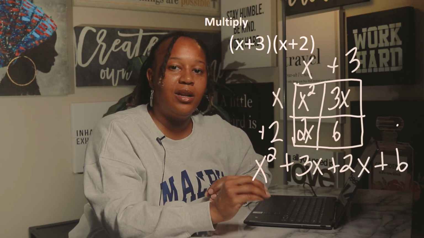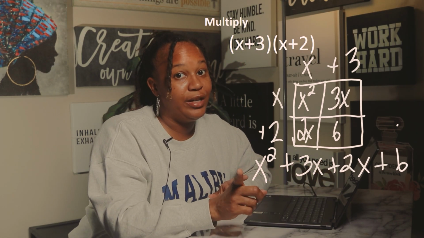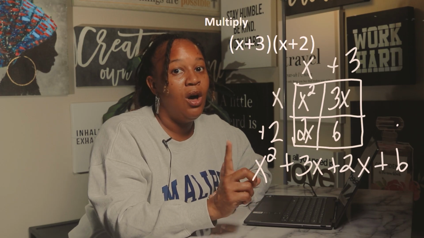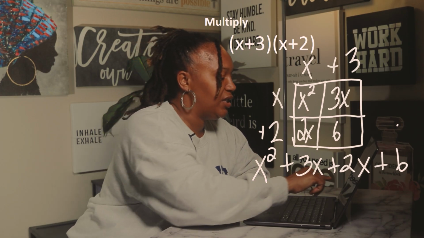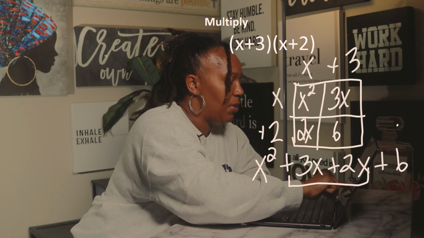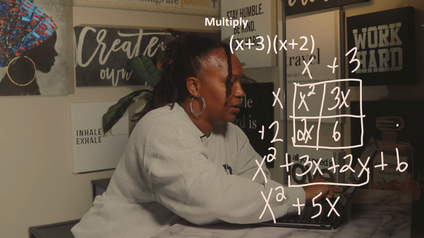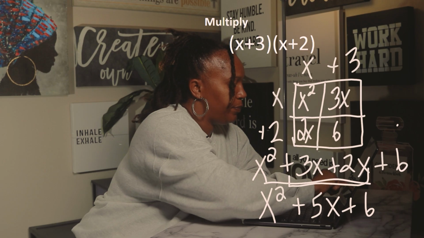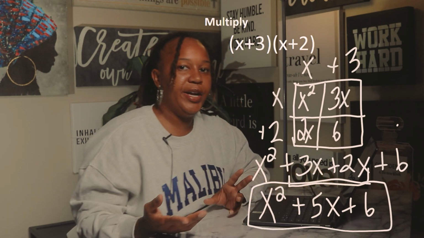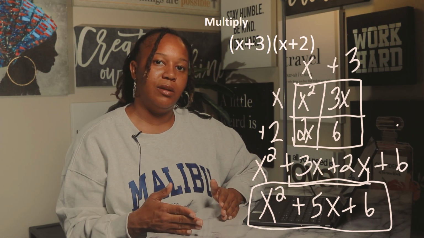And then if I have any like terms, I need to combine those. And I do have like terms. 3x and 2x are the like terms. 3x plus 2x is 5x. So I will combine those, and that ends up giving us x squared plus 5x plus 6. And that will be your answer. So that's how you will multiply a binomial times a binomial.